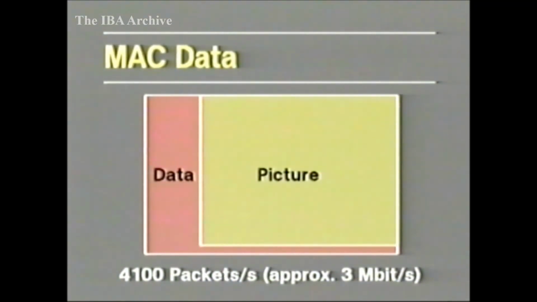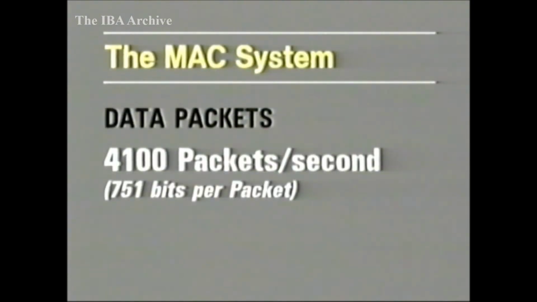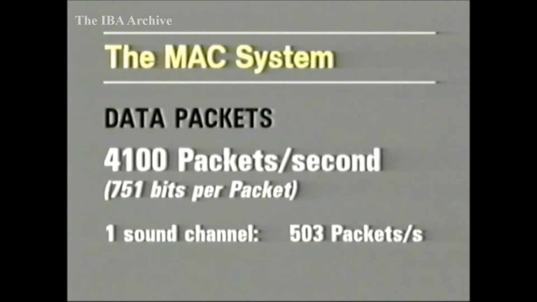This data stream can be used for many different purposes, either sound or data channels. The keynote is flexibility. Each individual packet contains an address to identify which service it belongs to. The receiver's decoder picks out all the packets for a particular sound channel and then decodes the digital signal to audio. For example, a single high-quality mono sound channel with an audio bandwidth of 15 kHz needs just over 500 packets per second.